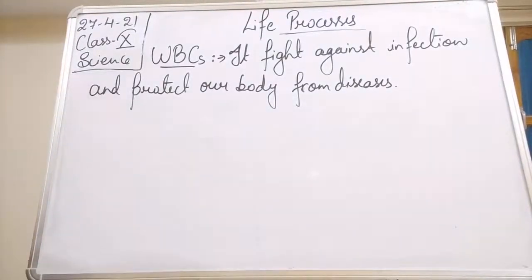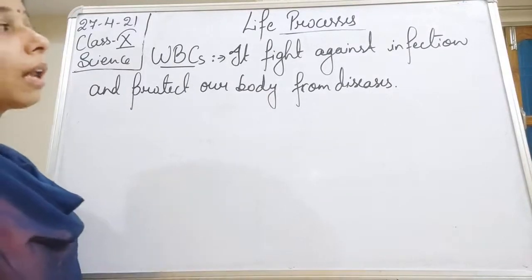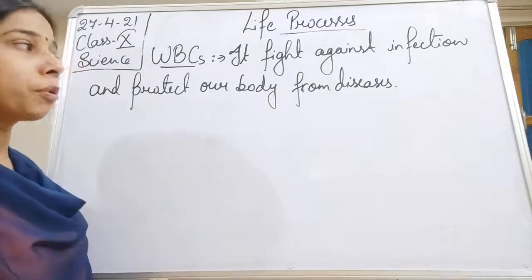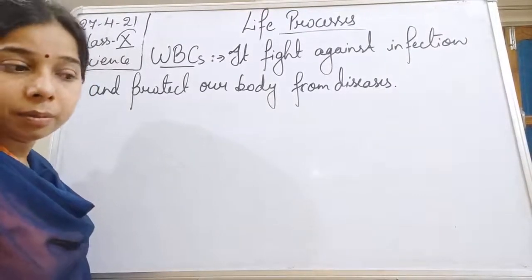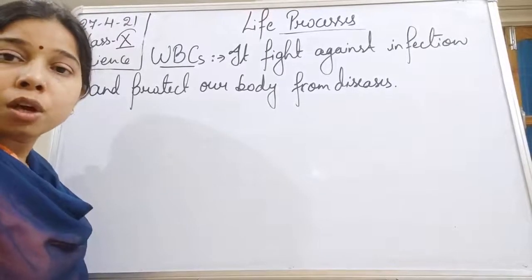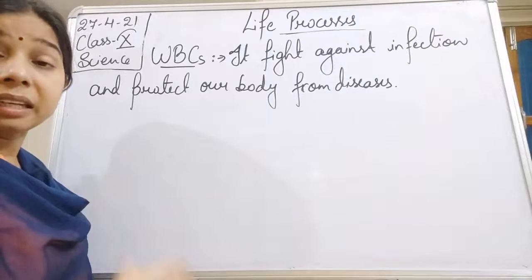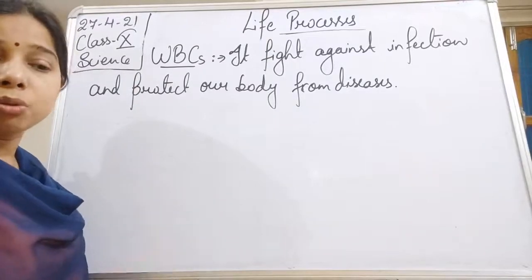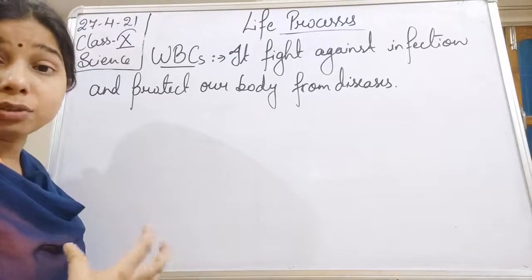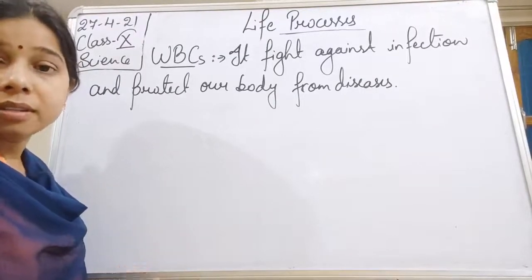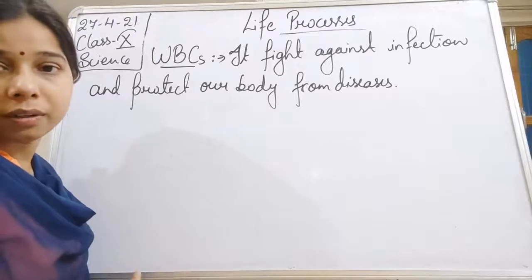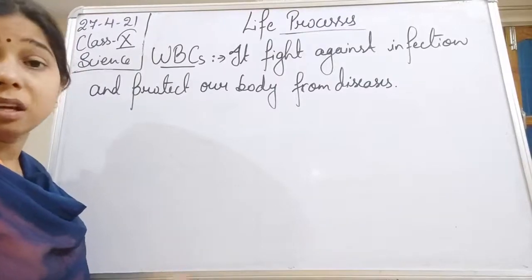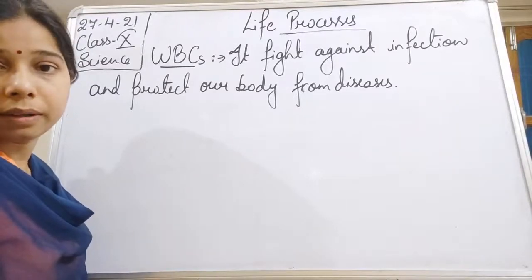Now, students, the question arises: how does it help in fighting infection or protecting our body from diseases? Basically, it helps whenever a foreign antigen enters our body. Either it kills the germ by eating it, or it starts producing chemical substances called antibodies, and these antibodies help in fighting that particular disease, thus providing immunity to our body. Because of this property, they are also called the soldiers of our body.